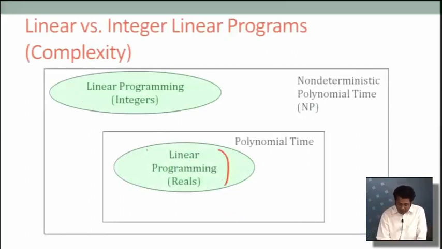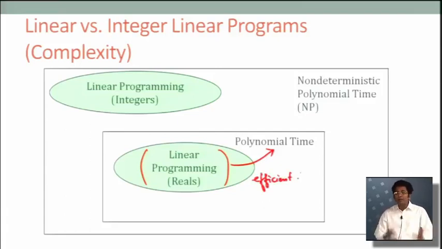Linear programs are polynomial time problems. What that means is we have efficient algorithms that can solve a linear program in time that's polynomial in the size of the linear program. And this is a very deep result in linear programming. We will not have time to go through this entire result in this class, but we'll give you an argument for why this is true.